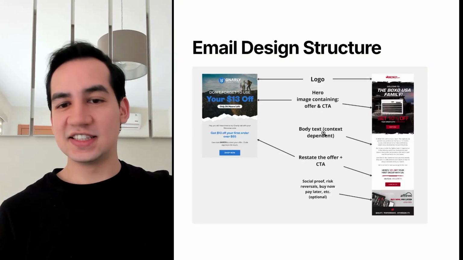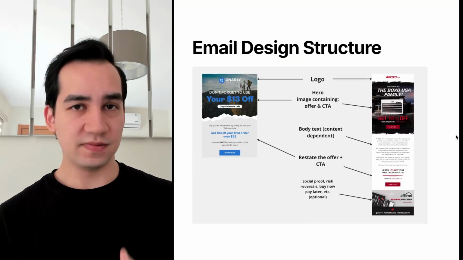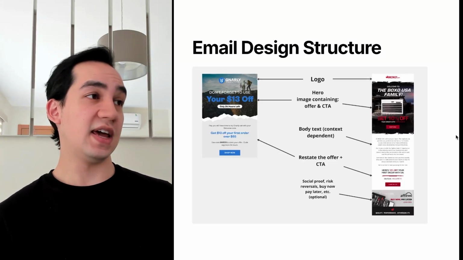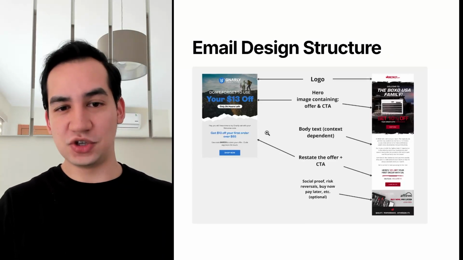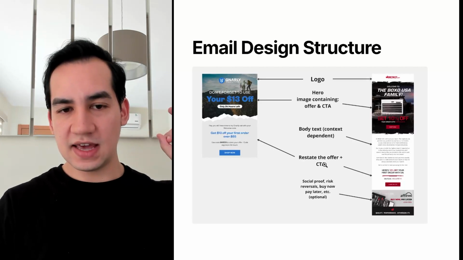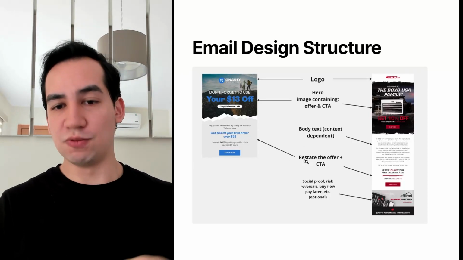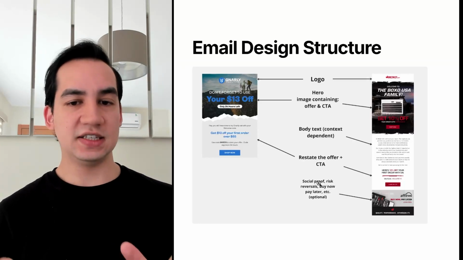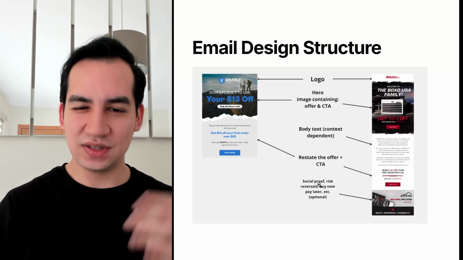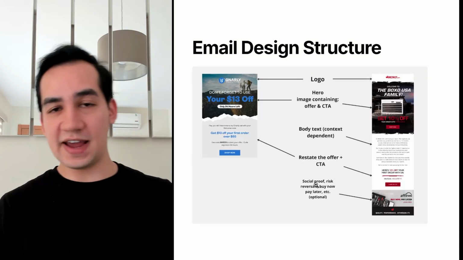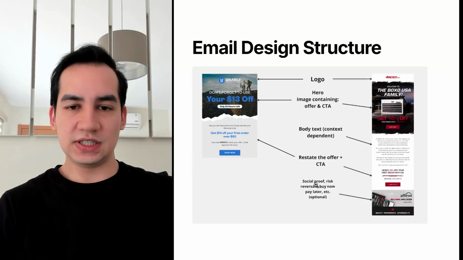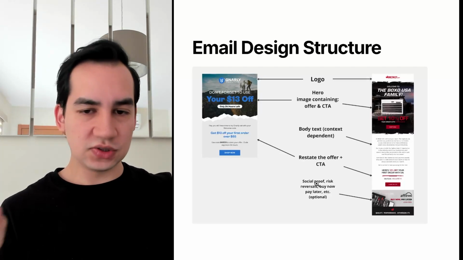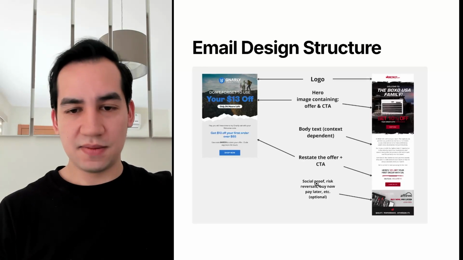Body text is going to be context dependent. For example, in welcome email 1, you're obviously going to need to explain the brand more than in a sale follow-up email, where it could be shorter like this one right here. Then at the bottom below the body text, you're going to want to restate the offer plus the call to action. Below that, you're going to want to add in some supporting content. Now, this is more optional. Of course, you're going to want to A/B test it, but in most cases, it's going to increase the conversion rate of the email. That could include social proof, risk reversals, buy now, pay later, that sort of stuff.